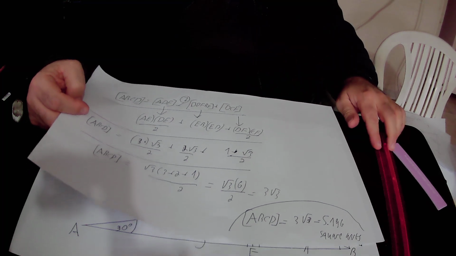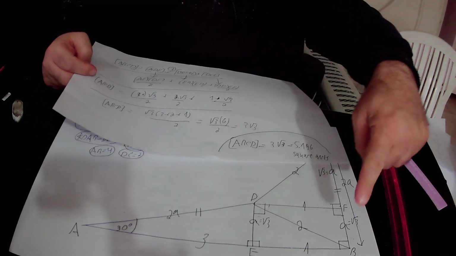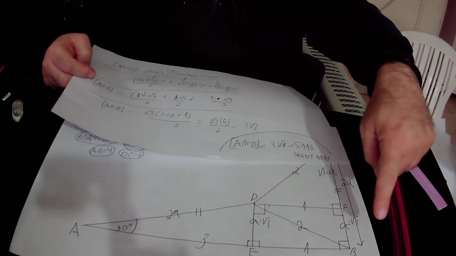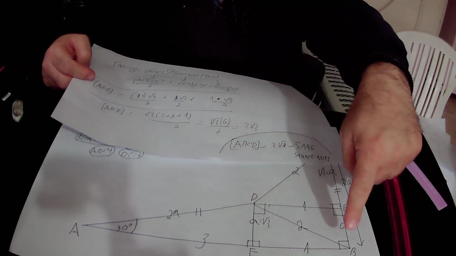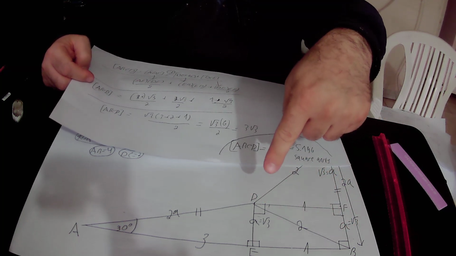And the area of rectangle DEBF will be equal to EB times DE. EB is 1 and DE is square root of 3.